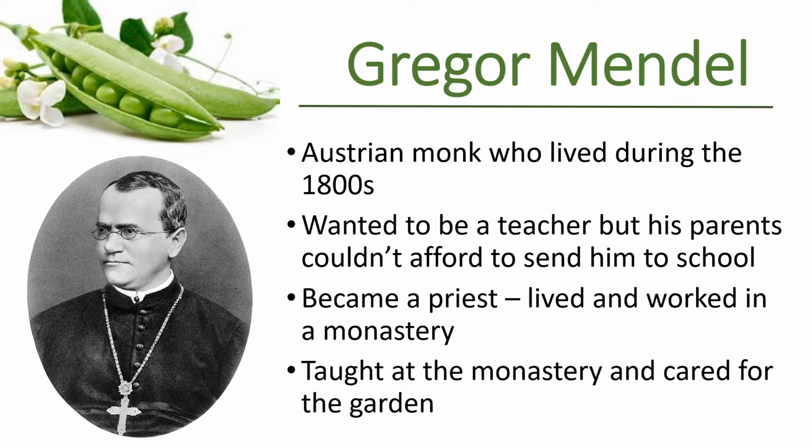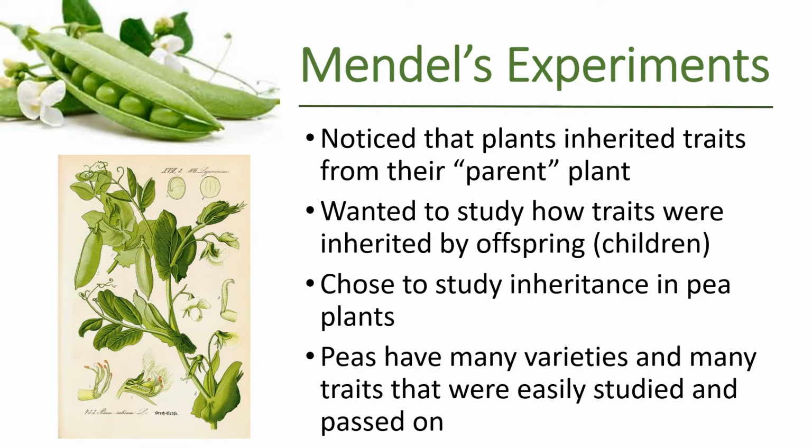So because he came from a background of a farming family, Gregor Mendel was the one that tended the gardens that fed the entire monastery where he lived and worked and taught. It was while he was tending his garden that he started to notice some patterns in how traits were passed on. He noticed that offspring were always inheriting traits from their parent plant, and he wanted to study how these traits are inherited. Why did one trait get inherited over a different trait?